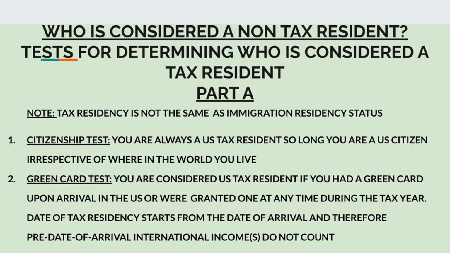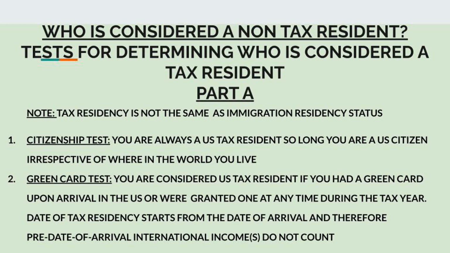So there are three tests that can potentially determine somebody as a resident in the United States. The first one is a citizenship test. You're always a U.S. tax resident so long as you're a U.S. citizen, irrespective of where in the world you live. So no matter where you live, if you're a U.S. citizen, whether born or naturalized, you're always considered a tax resident for tax purposes.